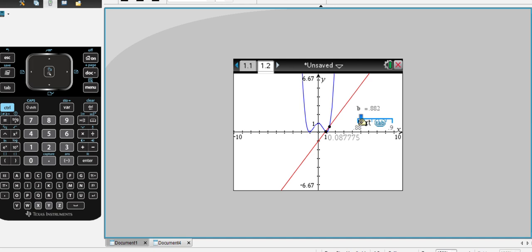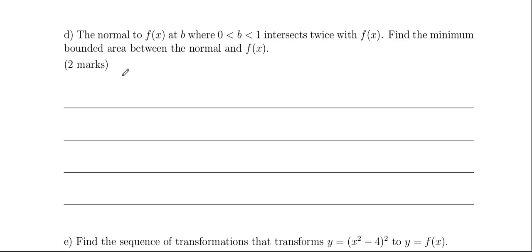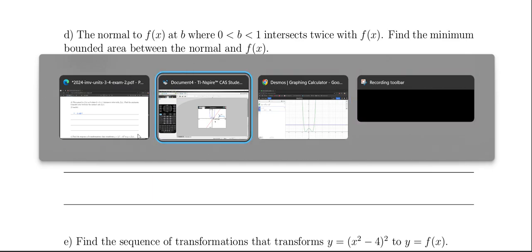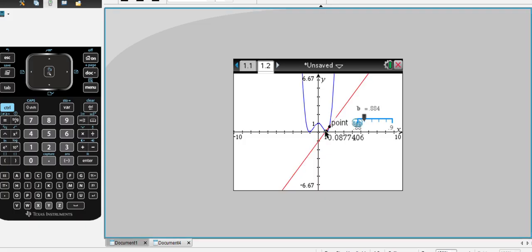So from 0.88, it decreases and then decreases again. But then from 0.884 to 0.886, as you can see, it increases. So the solution is somewhere between 0.884 and 0.886. However, we can already approximate now to 4 decimal places, and we can say that the approximate area is 0.0877.